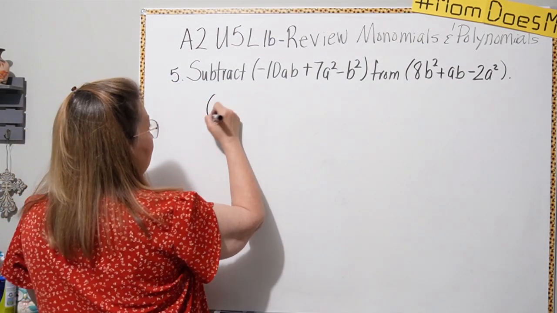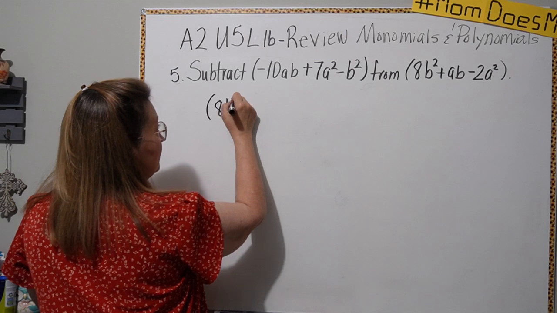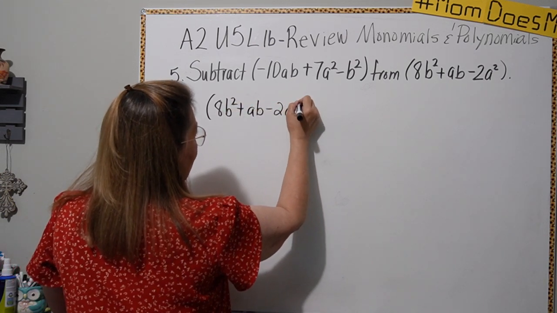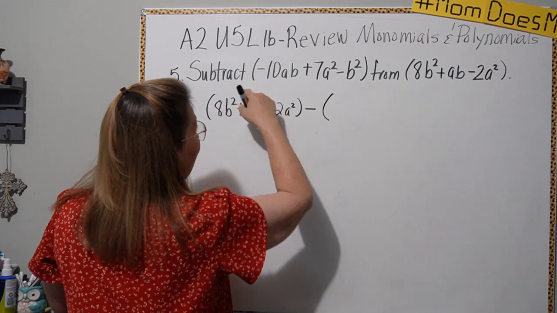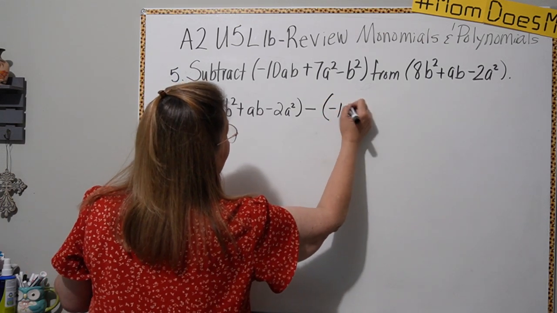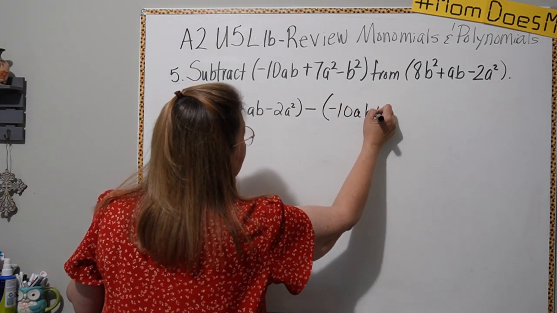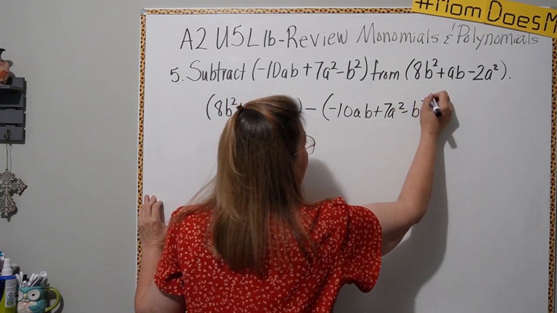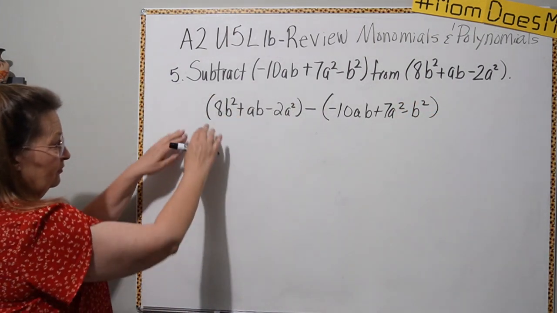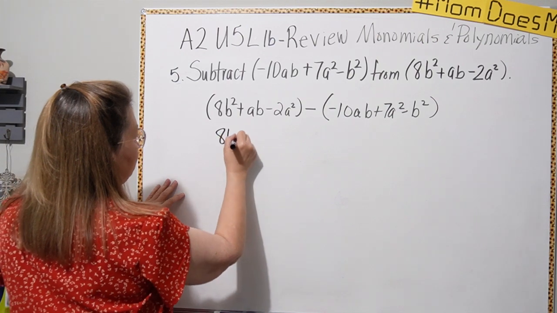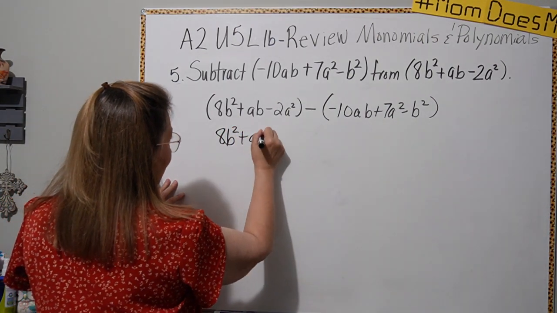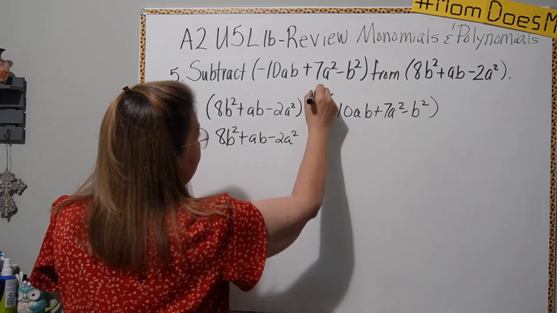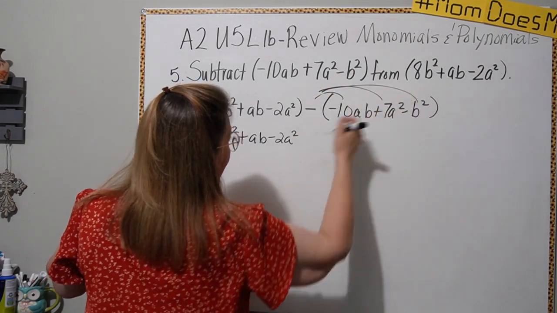So I'm going to write 8b squared plus ab minus 2a squared minus everything that's in this parenthesis, negative 10ab plus 7a squared minus b squared. Okay, so nothing's going to change here. It's going to be 8b squared plus ab minus 2a squared. Now, I'm going to distribute that minus sign.